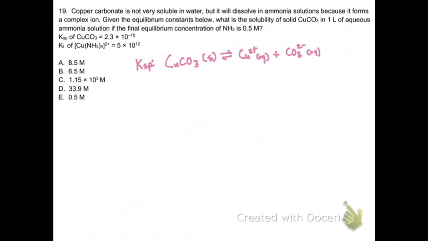Now with a KF reaction, are we making it or are we breaking it? With KF, we're forming it. So for our KF reaction, let's write our products first. Our product is going to be, we're forming this copper ammonia complex, to use the technical scientific terms for it. And in order to make that, well, we'll need copper 2 plus and 4 ammonias.